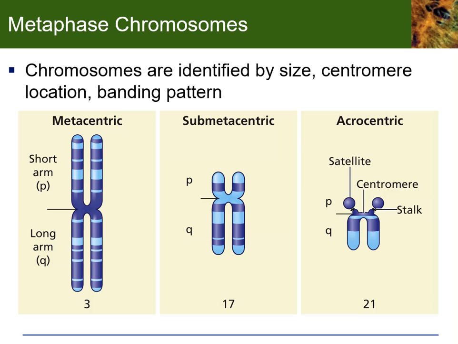Now, if you notice, they all have different banding patterns, and the short arm of a chromosome is called the P arm, and the long arm is called the Q arm.